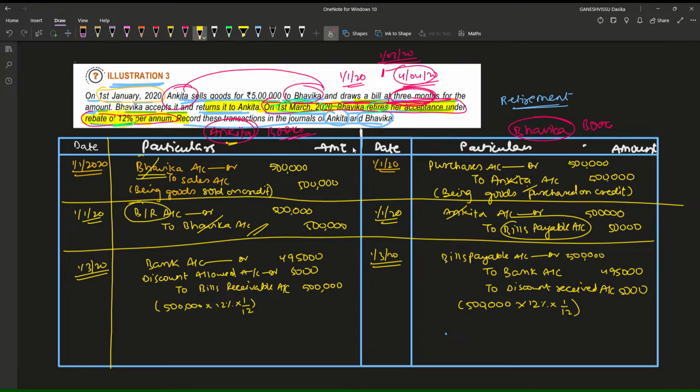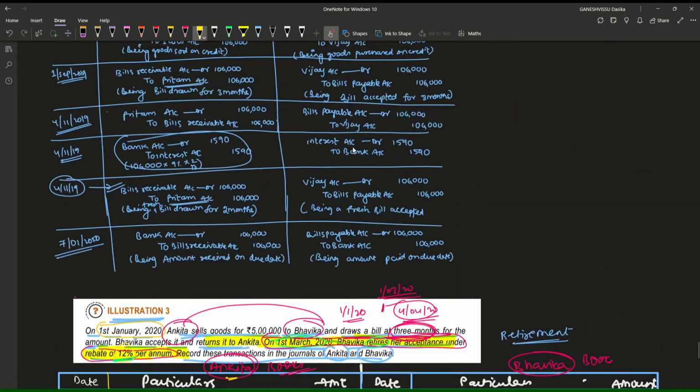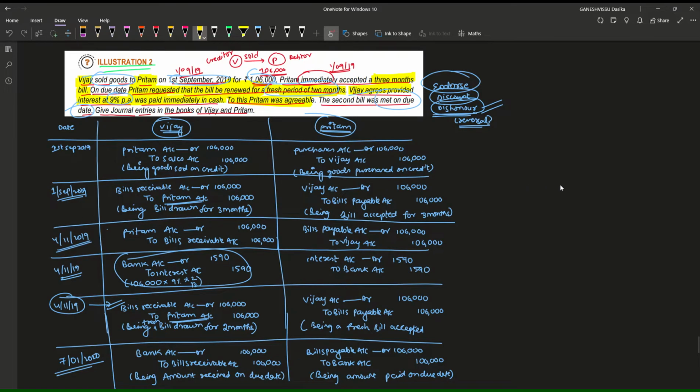By understanding these situations in the books of Ankita and Bhavika, we have seen our third concept, retirement. Up to now we have completed many concepts. Actually, we have seen how to endorse in the books. Endorse means what? Endorsing means sending our bills receivable to our creditor directly, and asking him to take the amount after the due date.